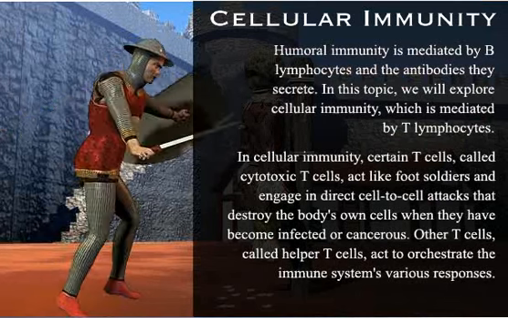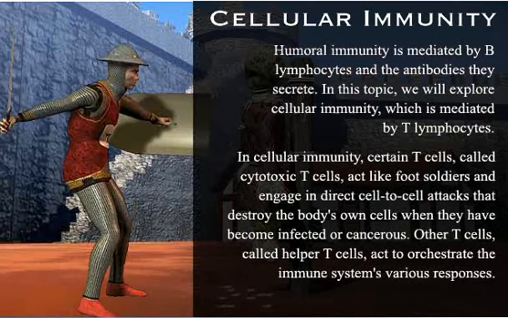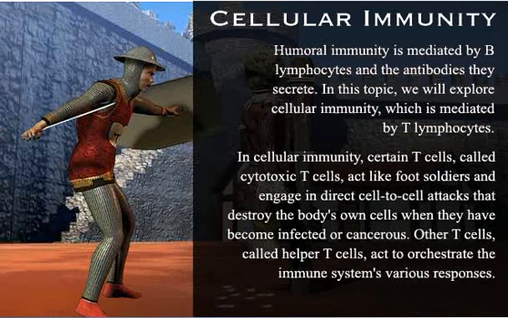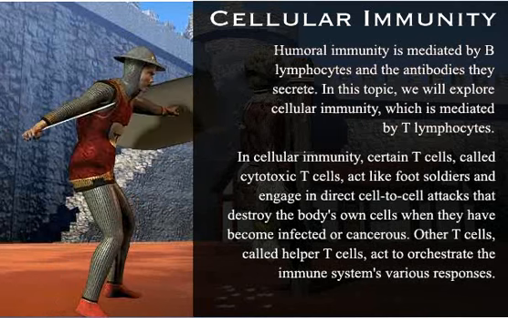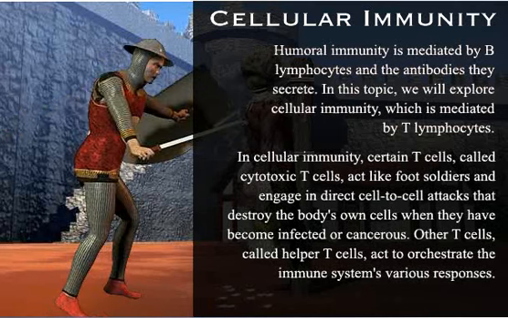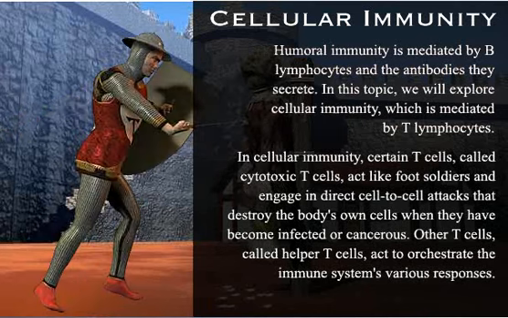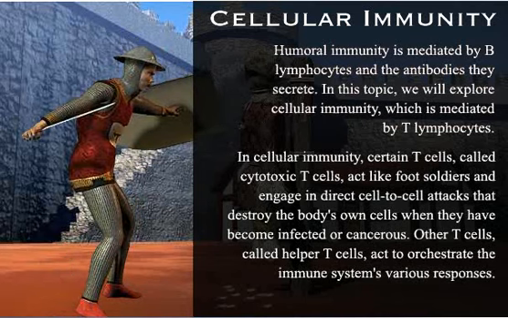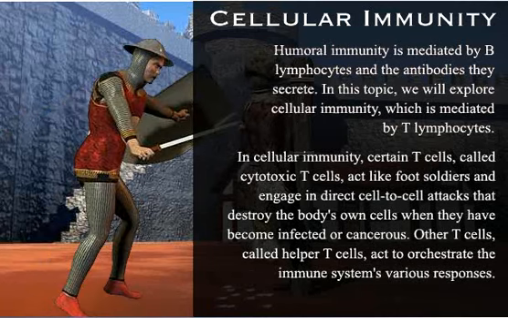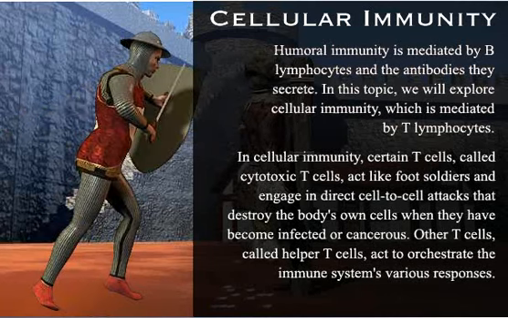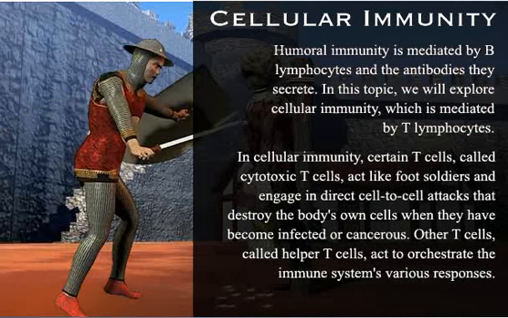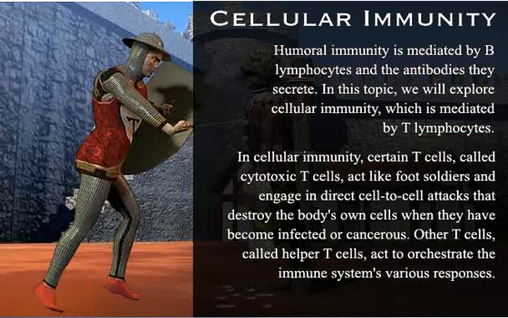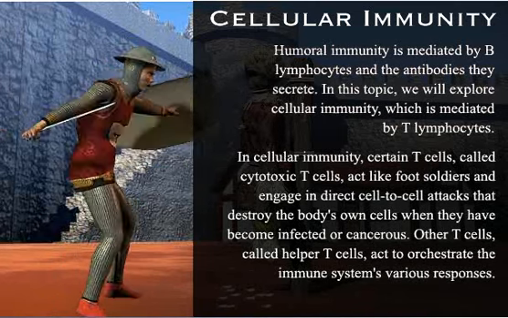As we have already seen, humoral immunity is mediated by B lymphocytes and the antibodies they secrete. In this topic, we will explore cellular immunity, which is mediated by T lymphocytes. In cellular immunity, certain T cells, called cytotoxic T cells, act like foot soldiers and engage in direct cell-to-cell attacks that destroy the body's own cells when they have become infected or cancerous. Other T cells, called helper T cells, act to orchestrate the immune system's various responses.